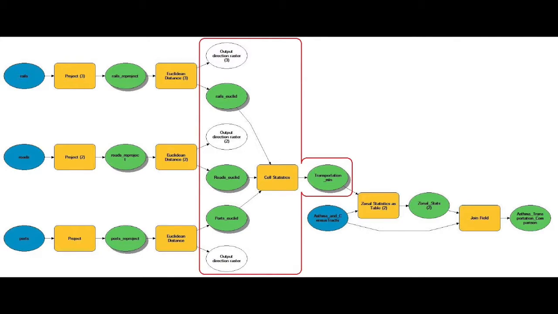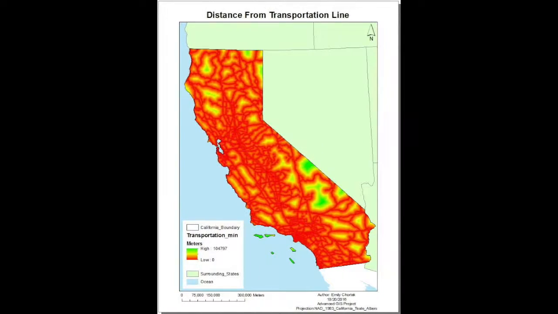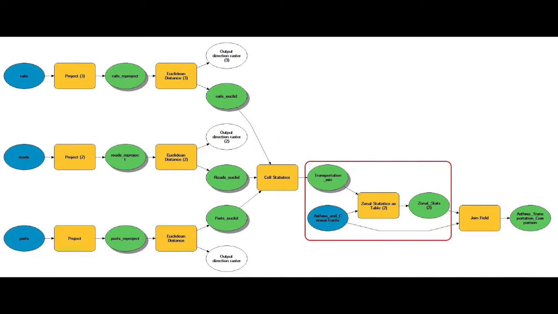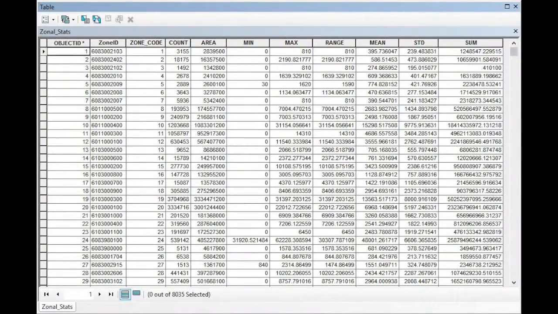Next, I used the cell statistics tool to combine the Euclidean distance layers and calculate minimum distance in meters from any given transportation line. This output layer provides the proximity component to my analysis. Then, I used the zonal statistics as a table tool to determine the average distance to a transportation line within each census tract. This tool summarizes the values of a raster layer within the zones of another dataset and reports the results as a table.